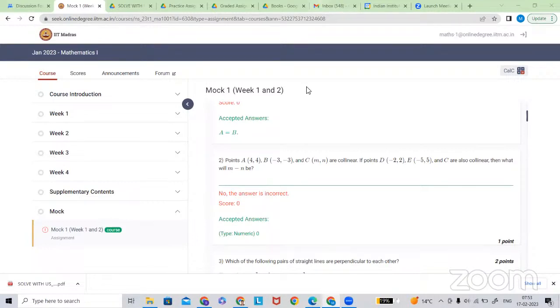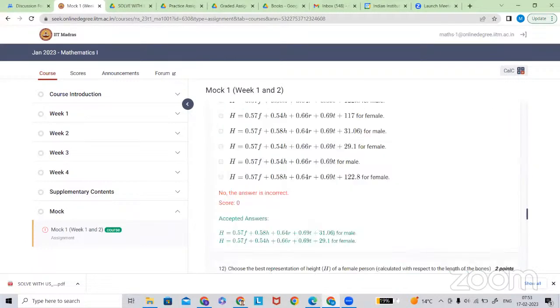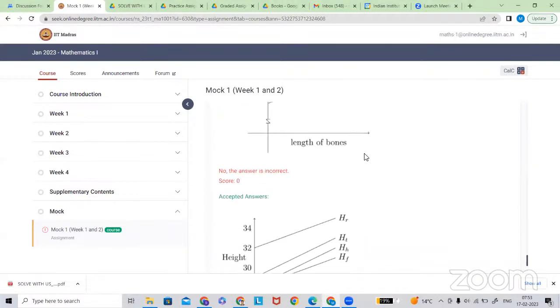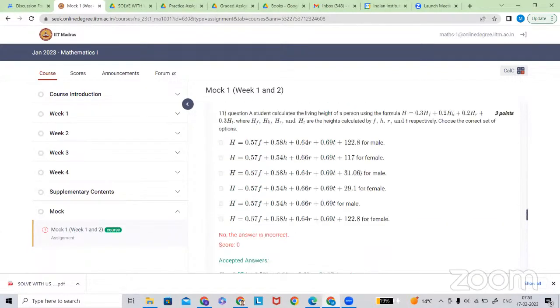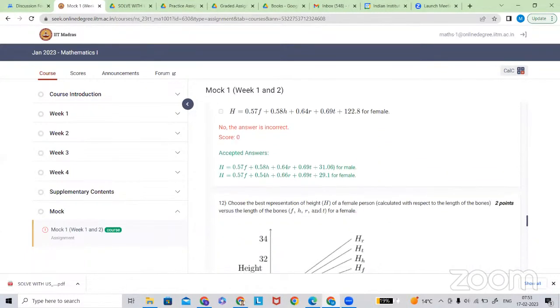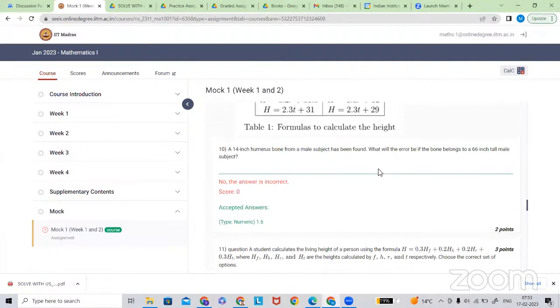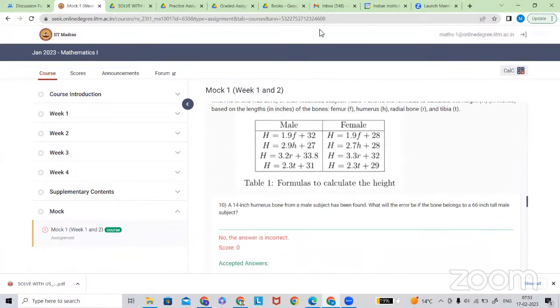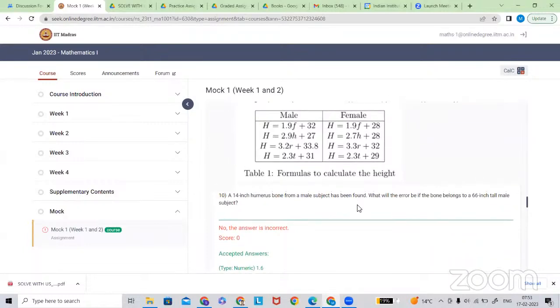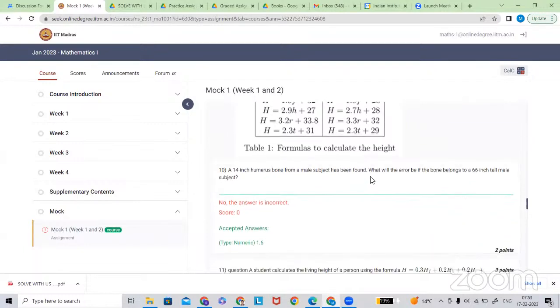Okay, let me go to the next one, Radha, I think. Yes, sir. Sir, I had a doubt in mock test 1, questions 10 and 11. Okay, question 10. What's your doubt? Sir, I'm not able to solve this question. Can you help?